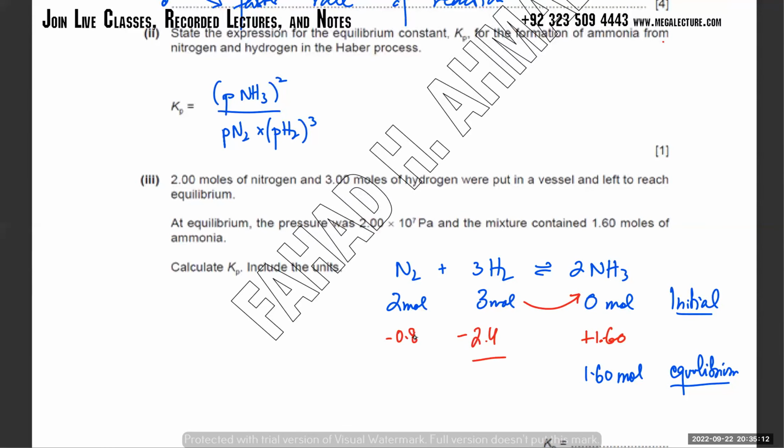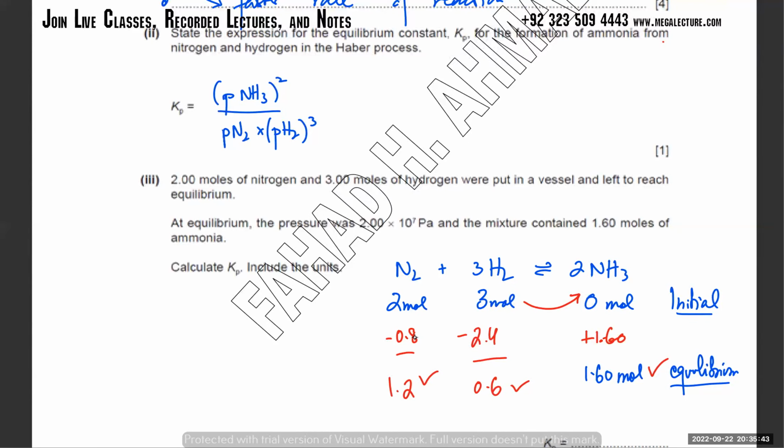So your equilibrium moles for H2 will be 3 minus 2.4. You had 3, now 2.4 have reacted, so you're left with 0.6. And you had 2 and 0.8 are gone, so you're left with 1.2. So you've got these moles now. Acha, is this part clear? Is this clear? Yes, sir.